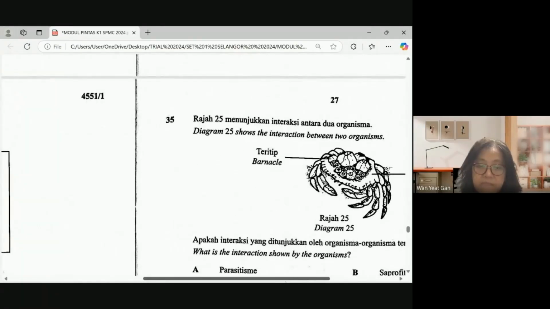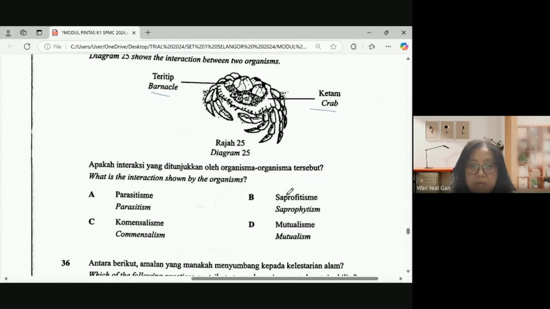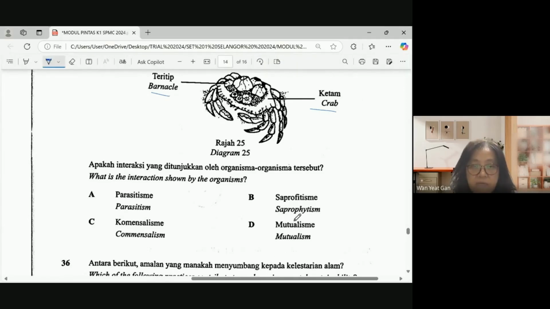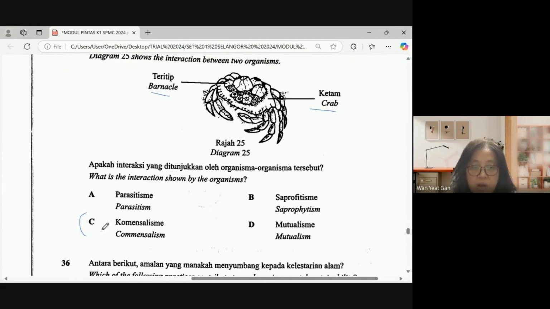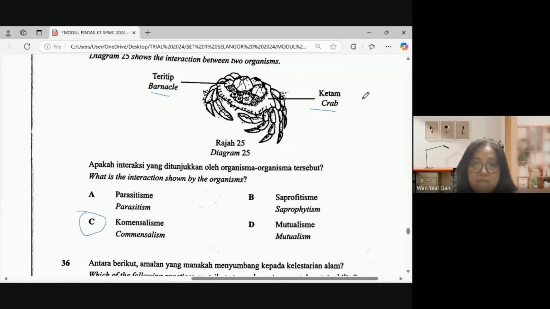Okay, 35 shows an interaction by organisms. This is between barnacle and crab. Barnacle lives on top of the crab. Barnacle obtains benefit by getting free transport from the crab, and the crab does not gain or lose from this interaction. Therefore, this interaction is called commensalism, because in commensalism, one organism benefits while the other organism does not benefit, neither does it lose in the interaction.